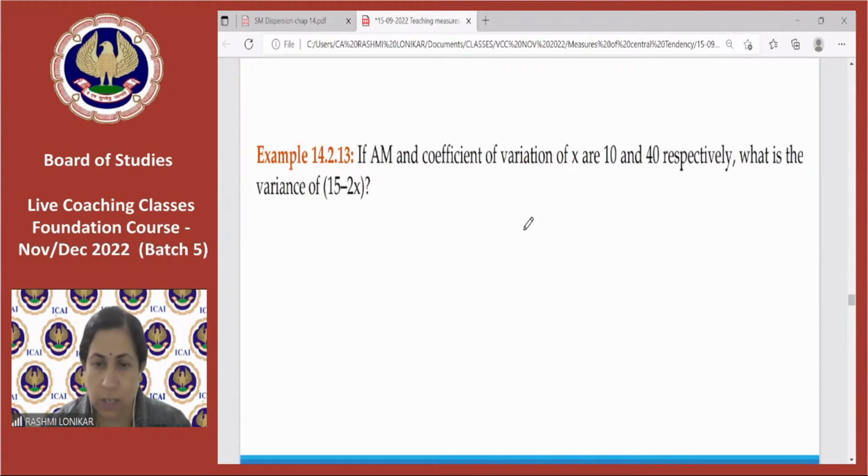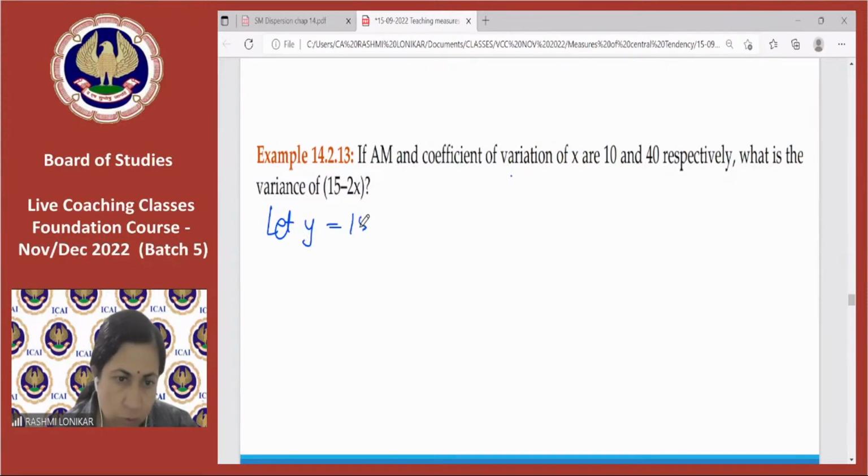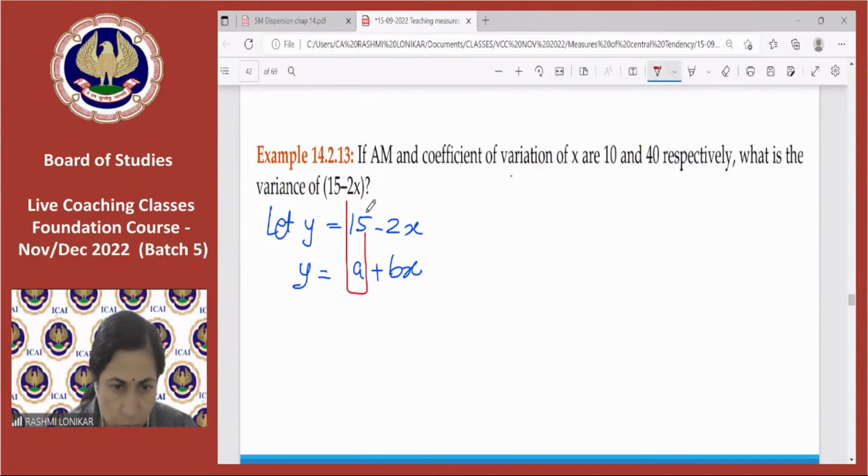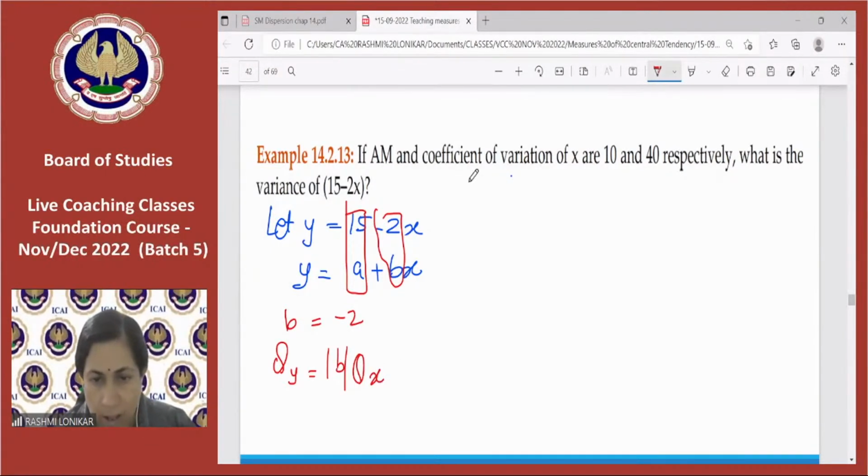Now, what the property says is that if arithmetic mean and coefficient of variation are this, what is the variance of 15 minus 2x? So, let y be equal to 15 minus 2x. So, this is in the form y is equal to a plus bx. So, my a is equal to 15 and my b is equal to minus 2. Okay. So b is equal to minus 2. Now I have sigma y is equal to mod of b into sigma x.